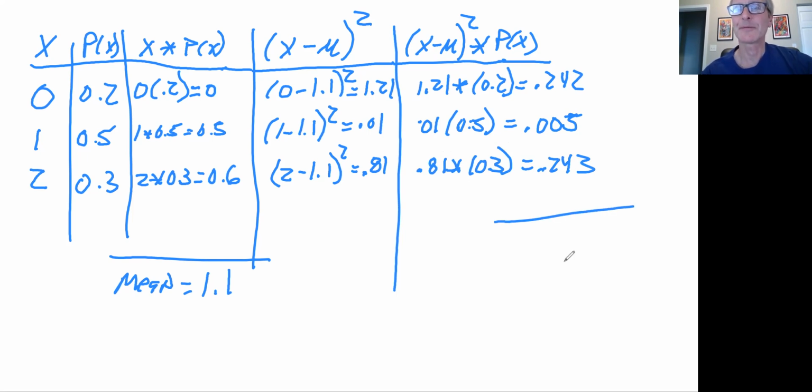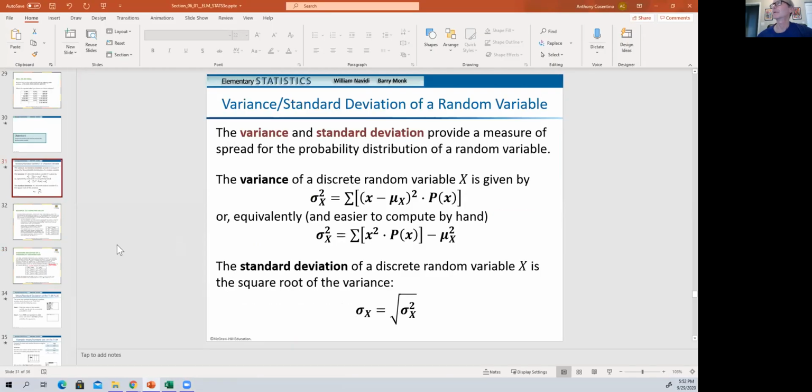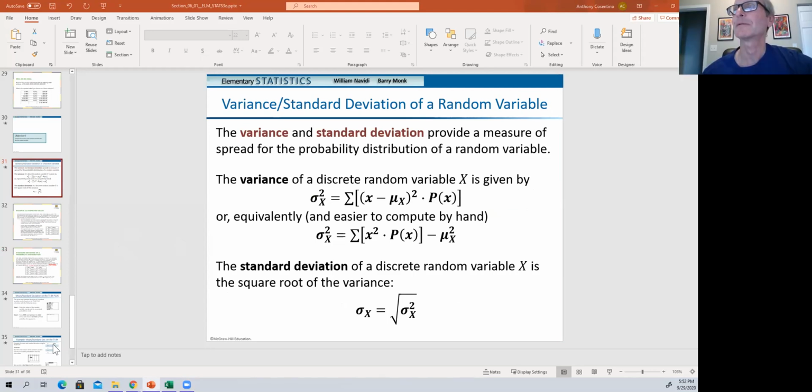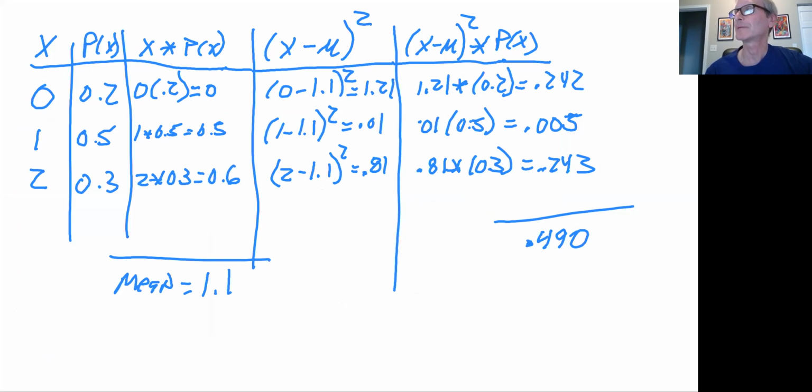So then what you do is you add all these together. And when you add all those together, you would get 0.490. So what is that? Well, that would be what the book likes to call variance. So that is this calculation right here, variance. And so how do you find standard deviation? Well, when you do the standard deviation calculation, you just take the square root of the variance. So if you take that number and take the square root of it, then you would get a number that would be 0.7.